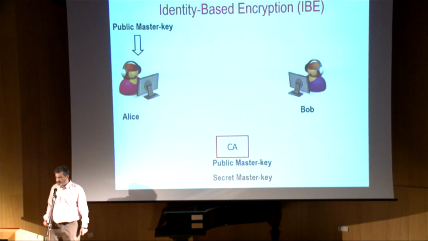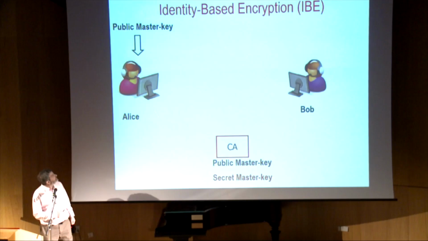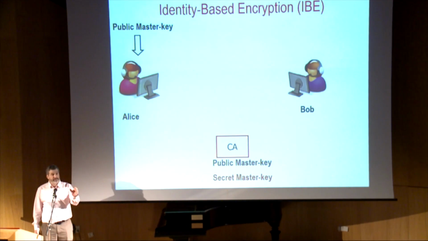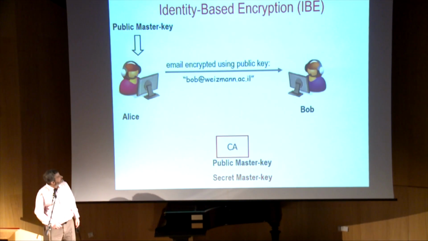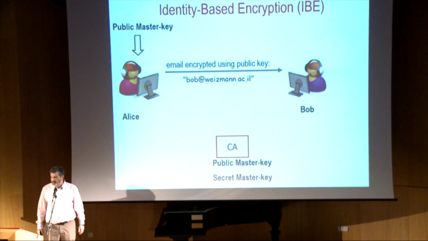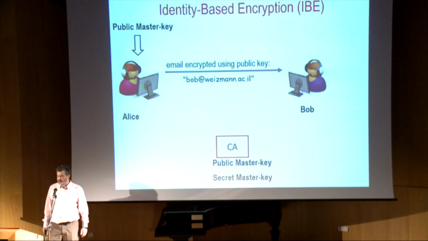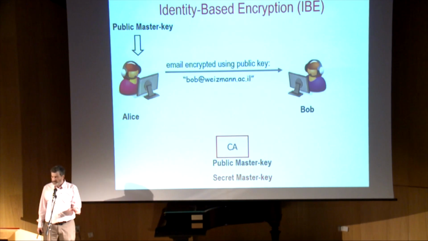So we have a master who creates a public master key. Using that public master key, everyone is assigned a public key. In particular, Bob, who has email encrypted using his public key, if he's Bob and he's at the Weizmann Institute, his key is bob@weizmann.ac.il. That's his public key.